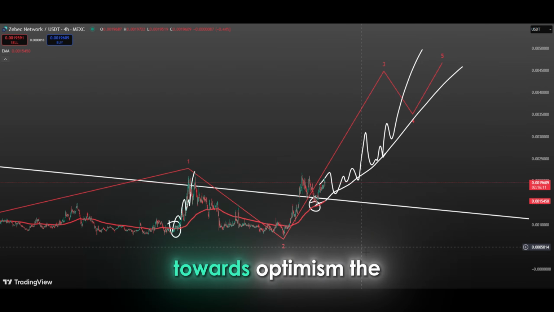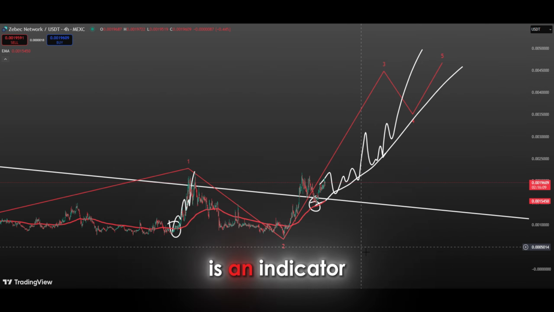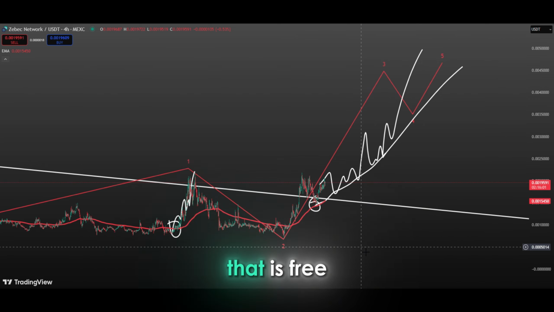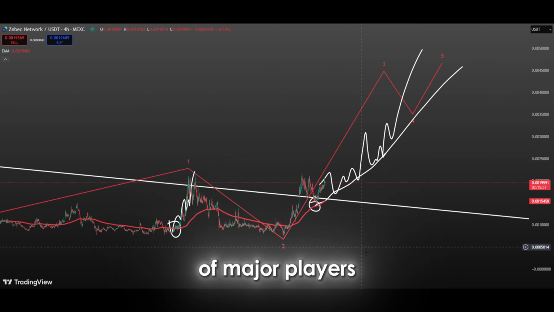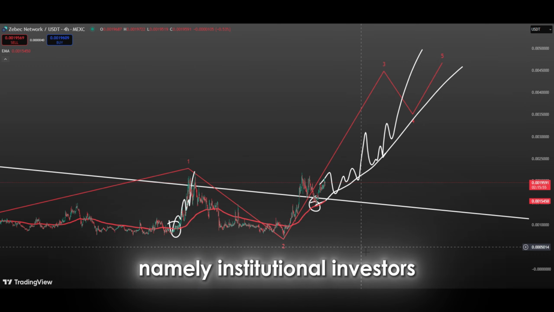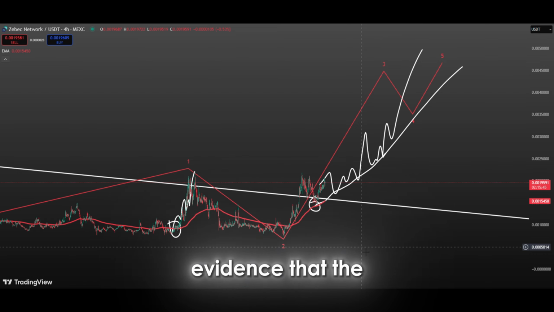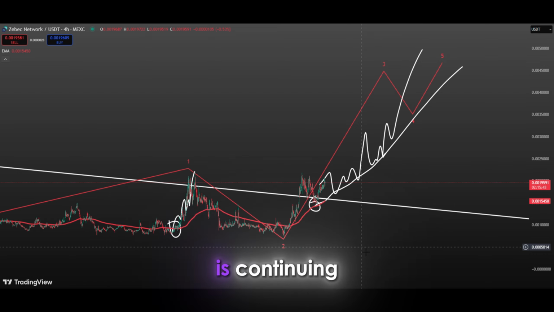evolving towards optimism. The 200 EMA is an indicator that takes the average of past price movements and shows the current trend in a smoothed manner. However, this average not only provides a value that is free from short-term fluctuations, but also influences the decision-making of major players, namely institutional investors and algorithmic systems. Therefore, if an asset is below the 200 EMA, it's usually considered a bear market signal, while if it's moving above it, this is important evidence that the bull trend is continuing.